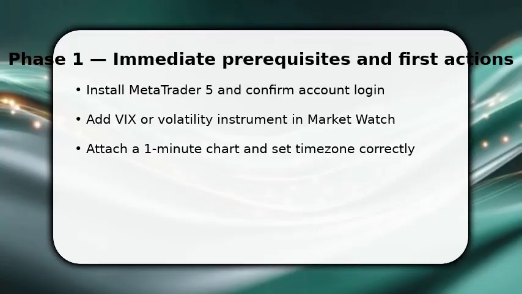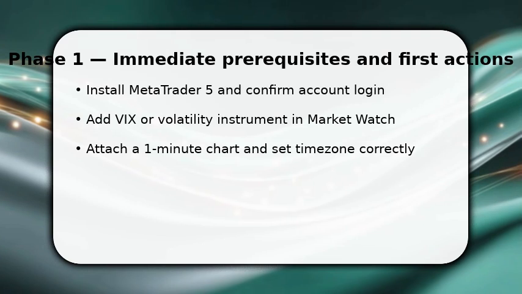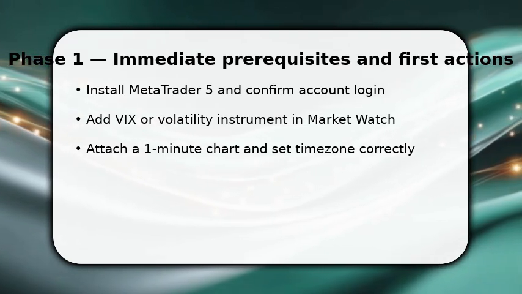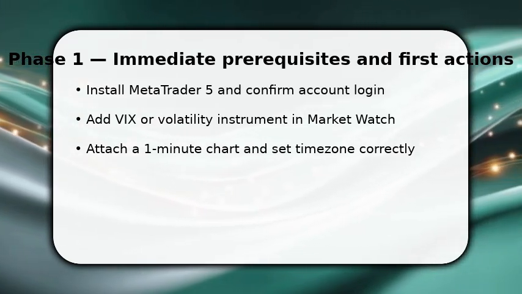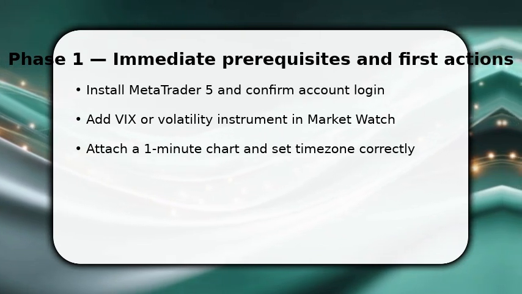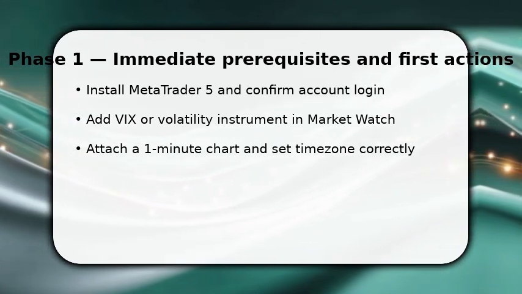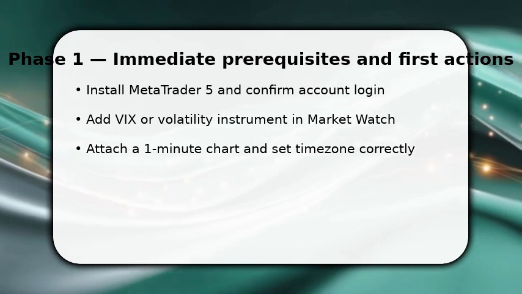Please enjoy the video. You start by preparing MT5. Log into the real or demo account and open MarketWatch. Once done, search and add the Volatility Index symbol. If not visible, enable symbols and request the broker feed.